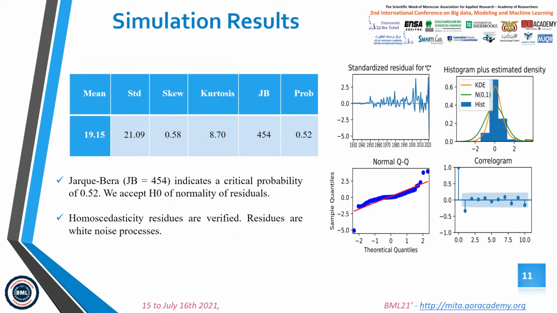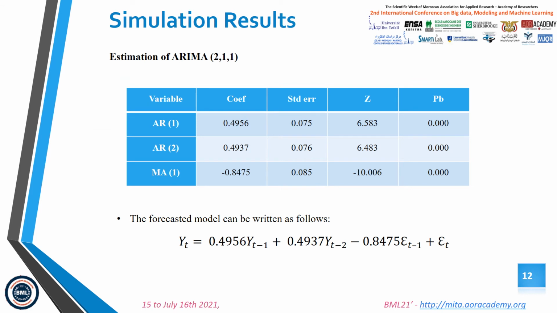We notice from the table that Jarque-Bera equals 4.54, indicating a critical probability of 0.52. So we accept H0 of normality of residuals. Therefore, homoscedasticity of residuals is verified, and the residuals are a white noise process. So the parameters of ARIMA(2,1,1) are listed in this table, and thus the forecast model can be written as follows.